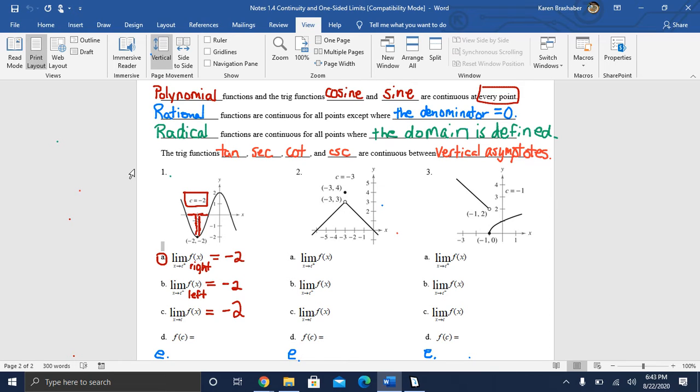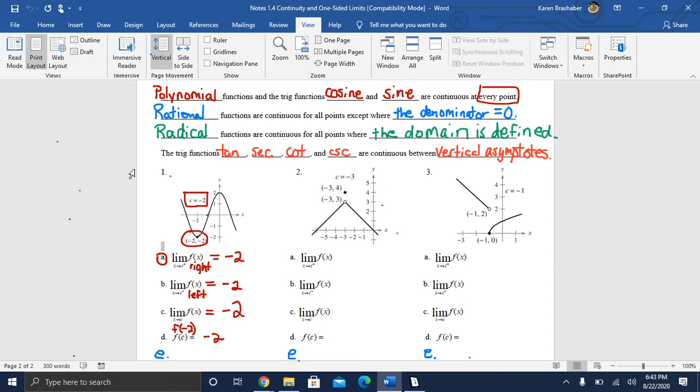So in other words, for this problem, what is f of -2? Well, there you actually want to look at the ordered pair. So what is the ordered pair when x is -2? Well, the y is also -2. That satisfies the second condition of continuity, and that is that f of c is defined.